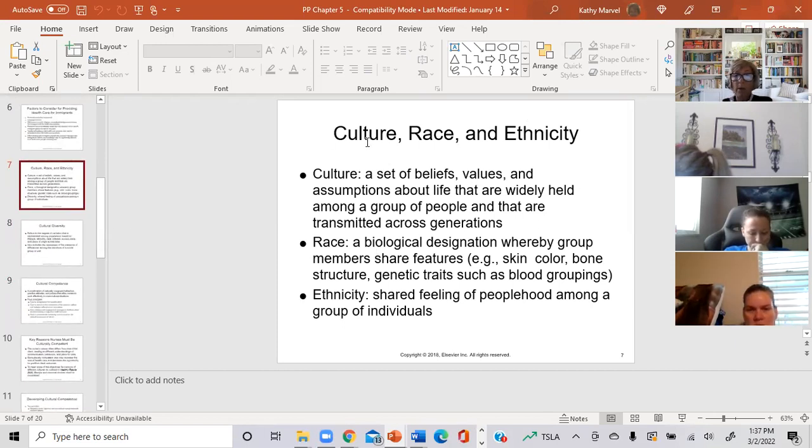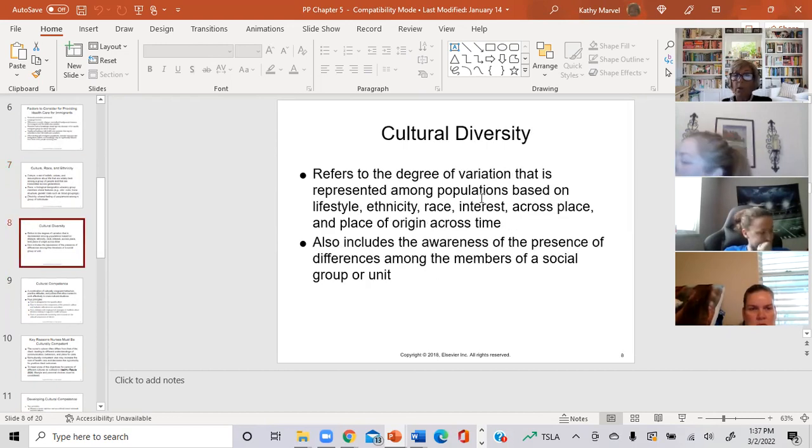What's the definition of culture, race, and ethnicity? Here's a summary of that. What's cultural diversity? We all know what cultural diversity is: the degree of variation that's represented among populations based on several things: lifestyle, ethnicity, race, interest, place of origin.